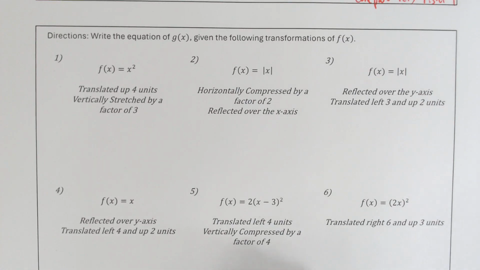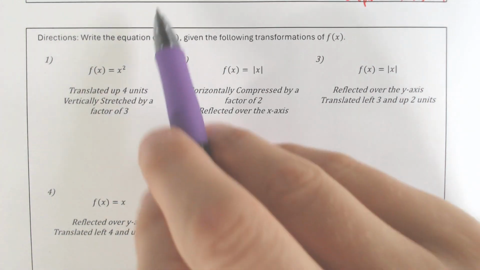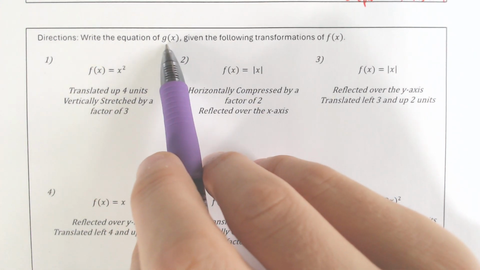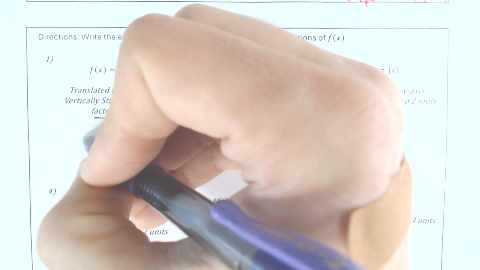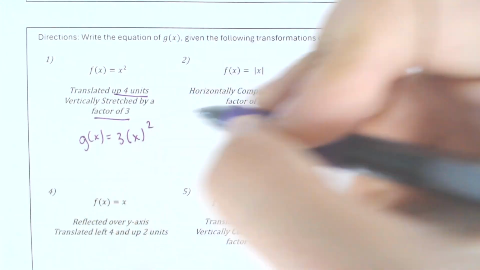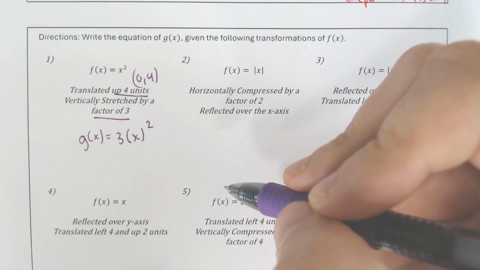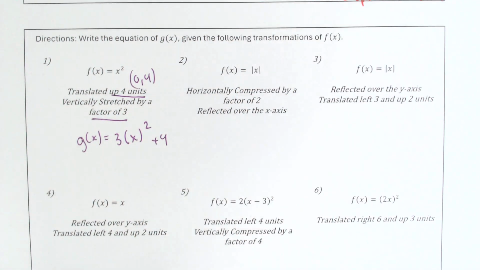Number 1, translated up by 4 units, stretched vertically by a factor of 3. So these we are going to write the equation of g of x given the transformation. So if it's translated up by 4 and stretched vertically by a factor of 3, that means that g of x is going to have to be stretched vertically, 3x squared. It has a vertex of 0, 4. That's why I didn't write anything with the x. And then plus 4. Ta-da!